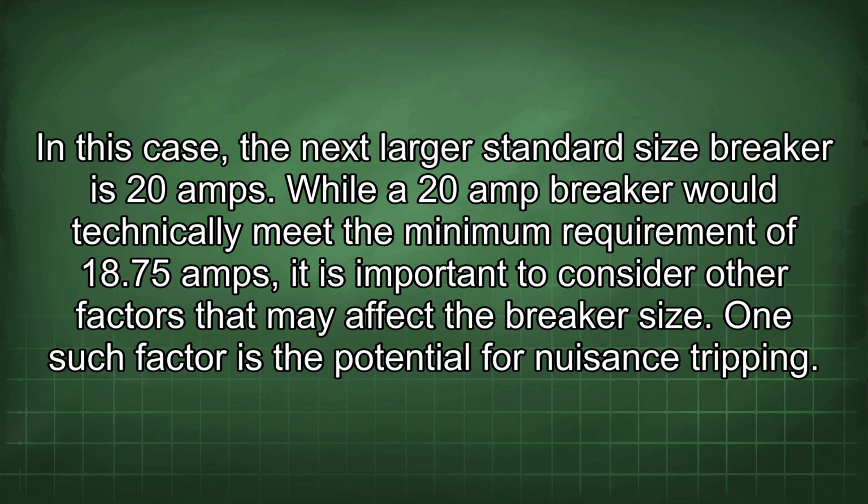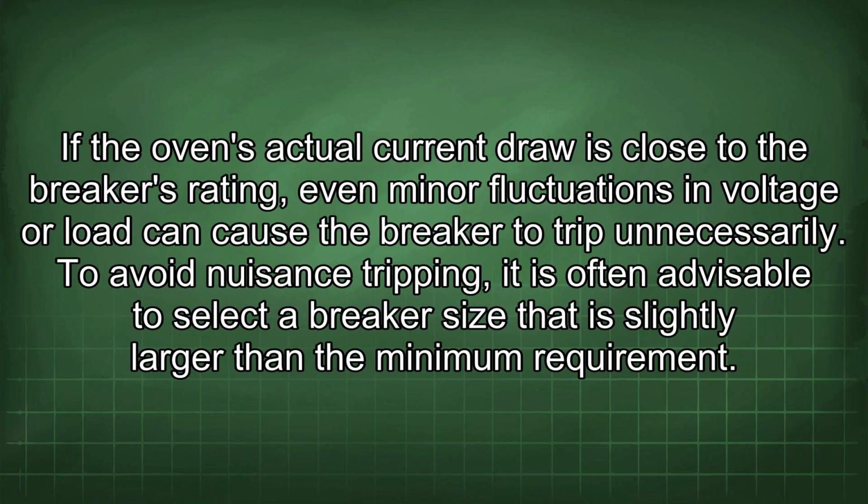While a 20 amp breaker would technically meet the minimum requirement of 18.75 amps, it is important to consider other factors that may affect the breaker size. One such factor is the potential for nuisance tripping. If the oven's actual current draw is close to the breaker's rating, even minor fluctuations in voltage or load can cause the breaker to trip unnecessarily. To avoid nuisance tripping, it is often advisable to select a breaker size that is slightly larger than the minimum requirement.